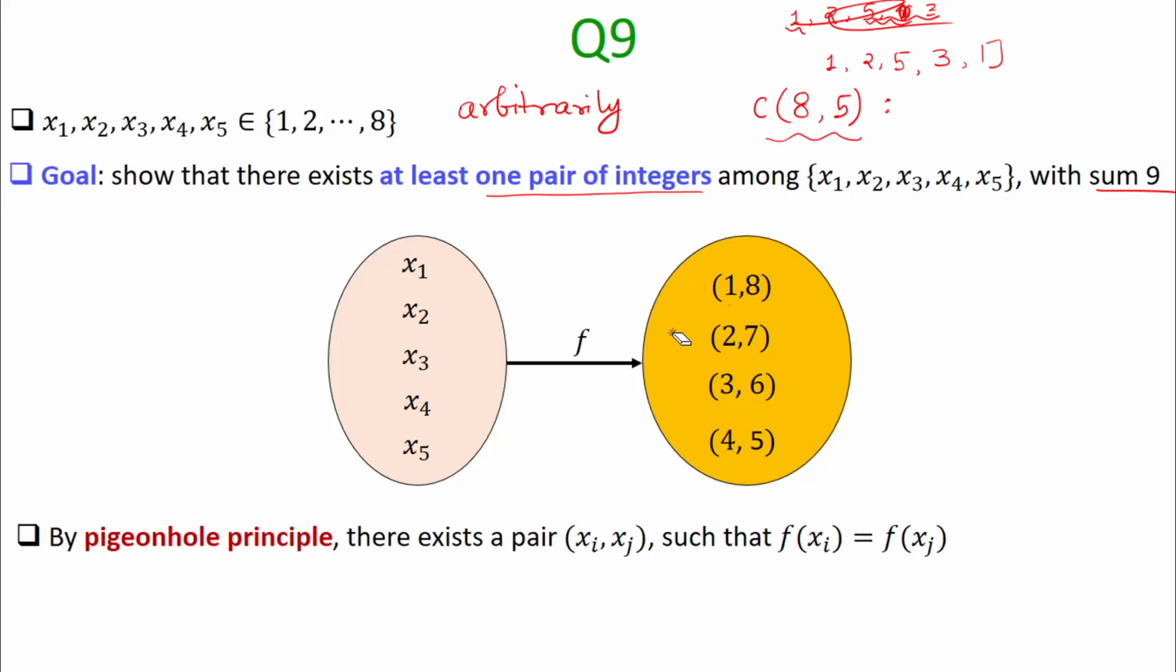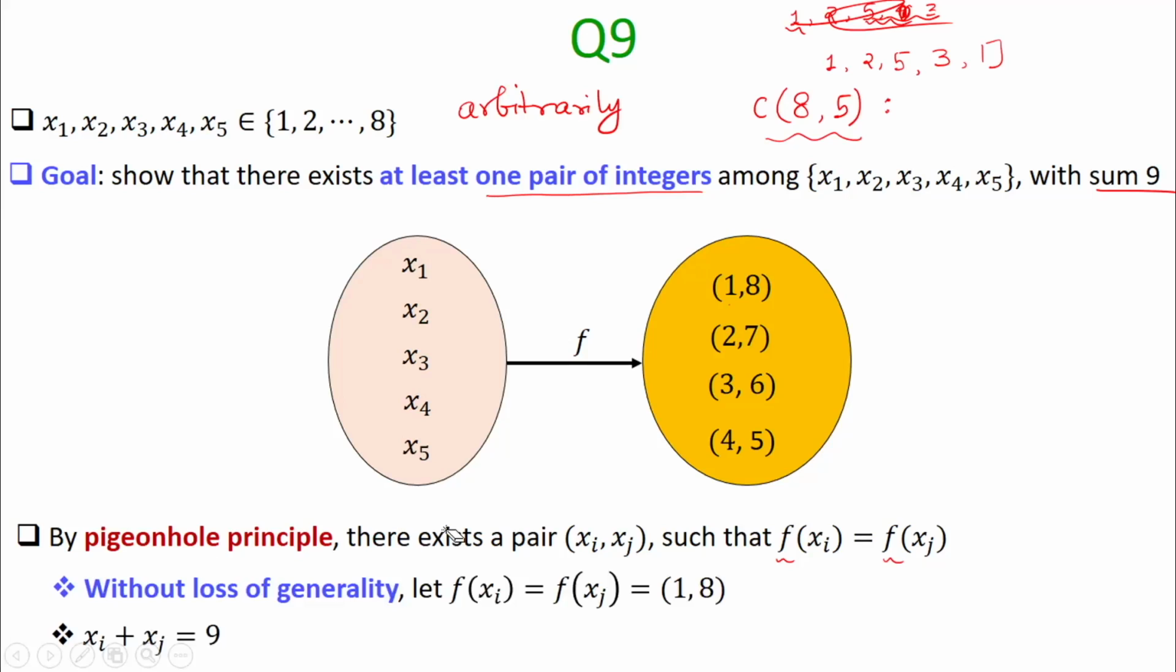Now, it follows simply from the pigeon-hole principle that there always exists a pair of values out of the 5 numbers, say xi, xj, such that f of xi and f of xj are the same. It could be the first two values, the last two values, the second or the third value, the third or the fourth value, or the first value or the fifth value. It could be any two values out of those 5 numbers, right? We don't know which one.